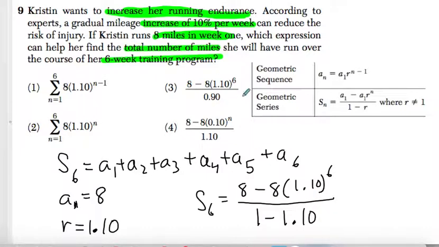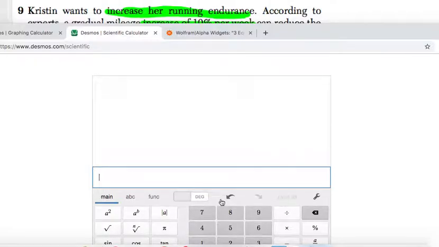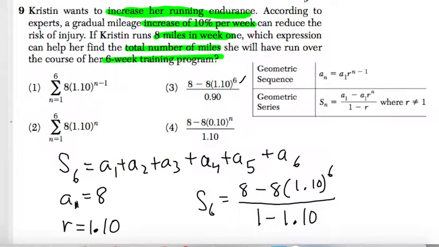So these are the two formulas. If you look, we got 8 minus 8 times 1.10 to the 6. So the top portion checks out, but the bottom, if I do 1 minus 1.10, that's not going to give me 0.90. That's going to give me negative 0.10, or negative 0.1, right? So that's not going to work. So choice 3 is out.